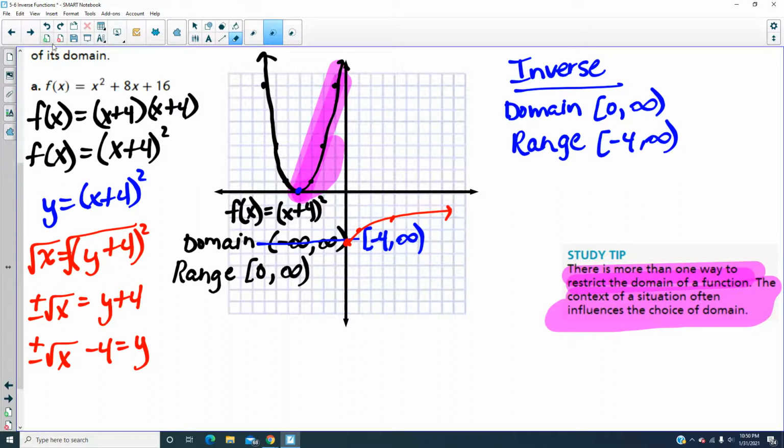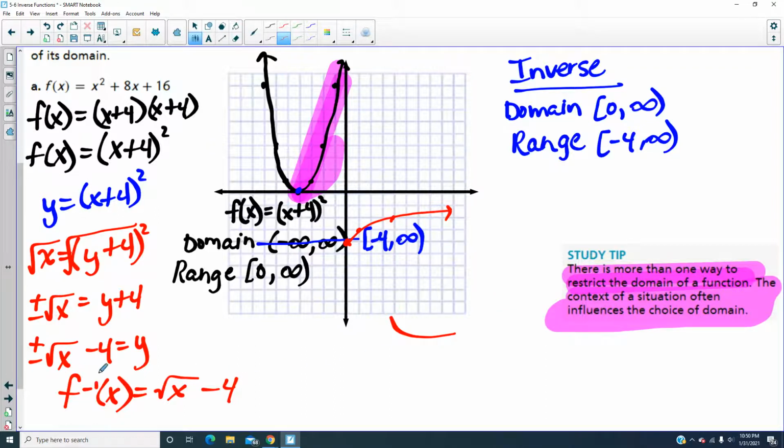That's how I make my inverse relation into a function. So I can say that my inverse function, the equation for it, would be, since it's going up, the positive square root of x minus 4. If I had chosen the one that went down, I would choose the negative square root of x minus 4.